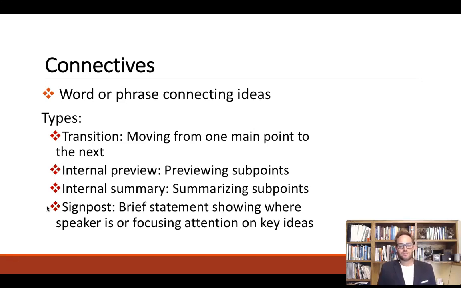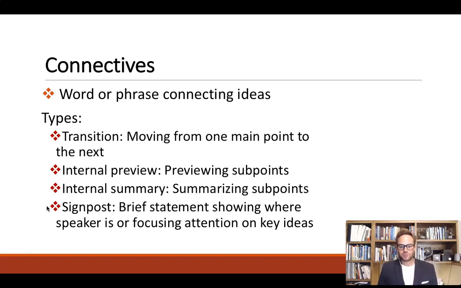And then we could also offer an internal summary. And so this is summarizing the subpoints that you just talked about. So, Josephine Baker was an amateur spy. She got into this because of this and this, these were her methods of collecting intel. Now we'll move on to Josephine Baker as a social activist. So those are the internal summaries.